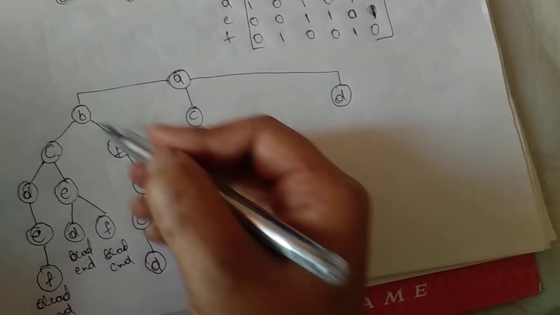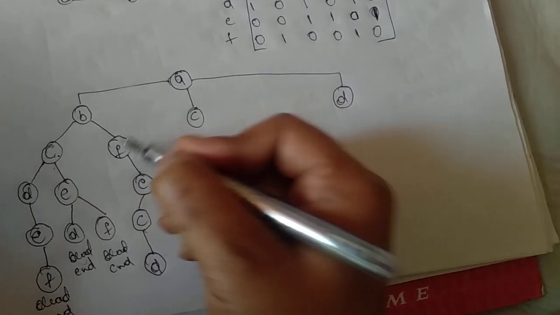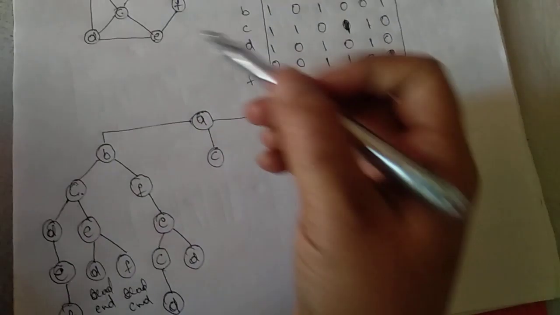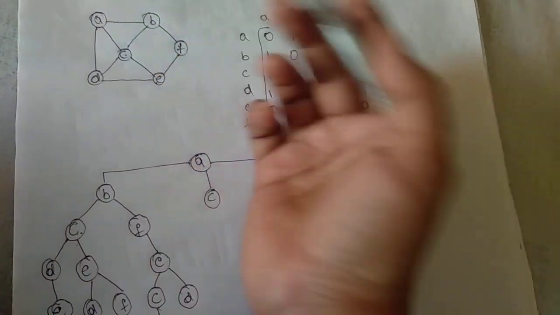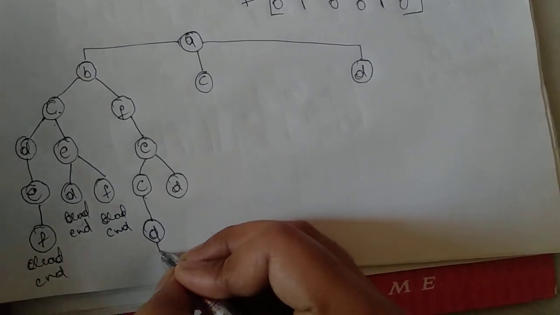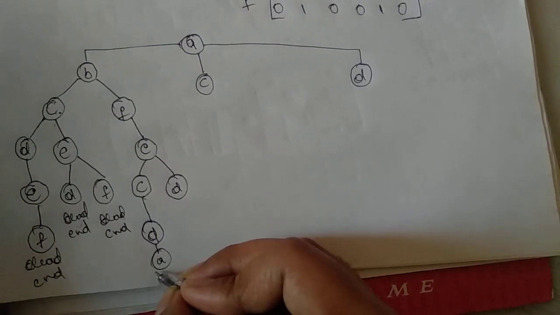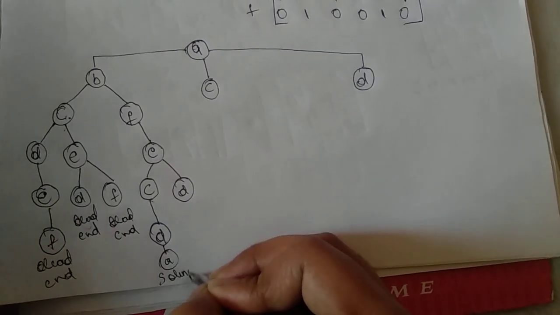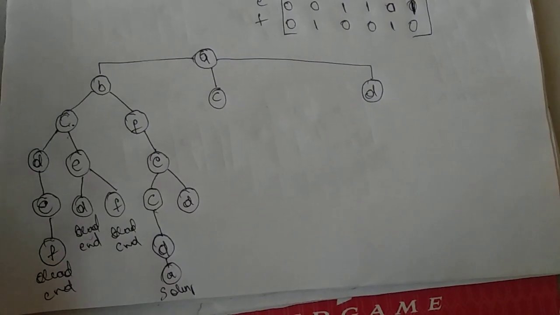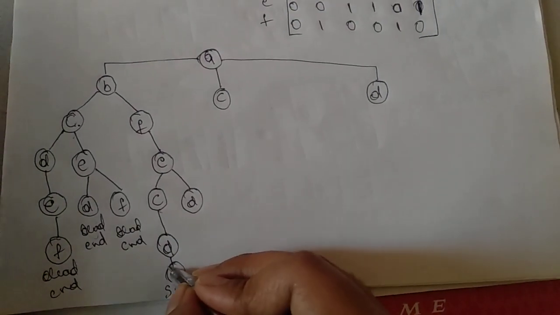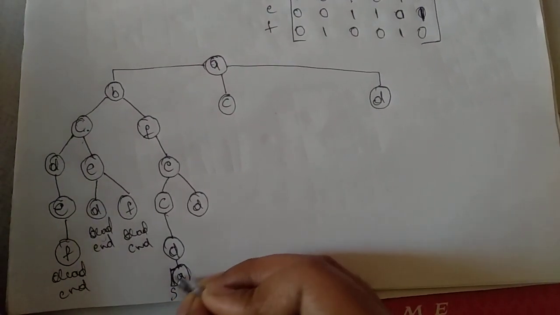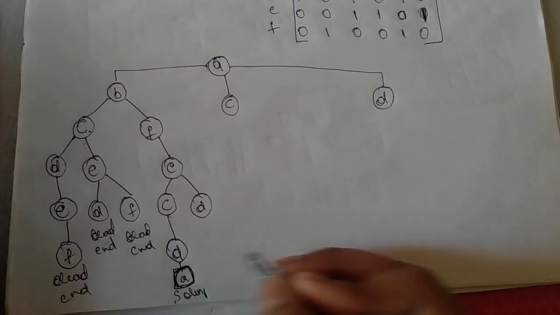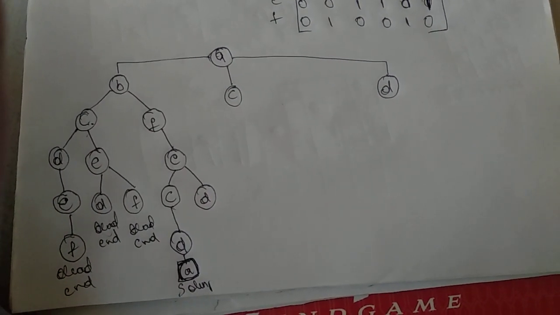See, A, B, C, D, E, F. All the vertices are there. And from D, can you go back to A? Yes, I can go back to A. This is solution 1. Okay, so this one I'll just show like this box, because I'm returning to this one.